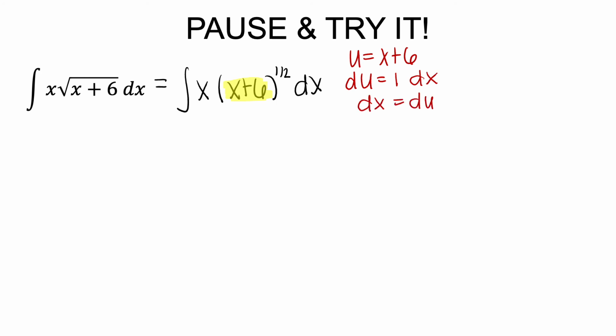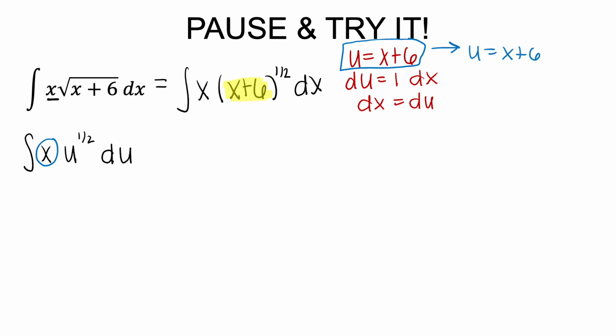So dx is just equal to du. So I'm going to go ahead and rewrite my integral, keeping my x and replacing this with u to the 1/2 power and just replacing dx with du. Unfortunately, I still have an x that had nowhere to cancel, so I go back up to my equation for u and I solve. If u equals x plus 6, then u minus 6 is equal to x. So I'm going to go ahead and replace that.